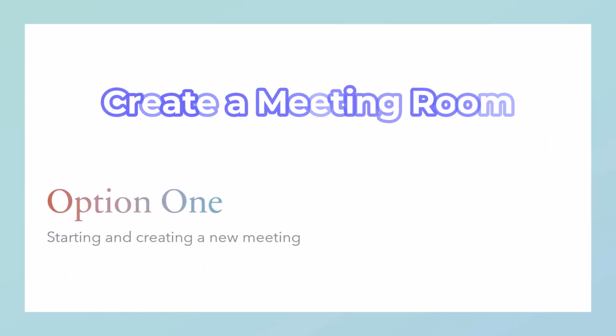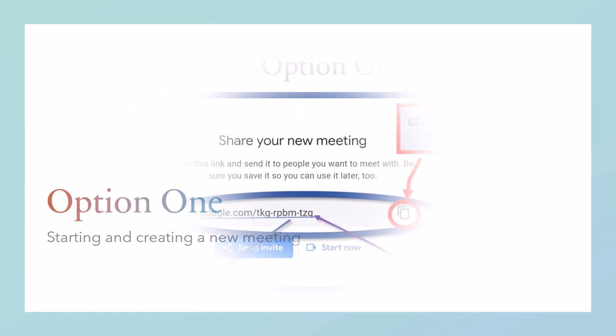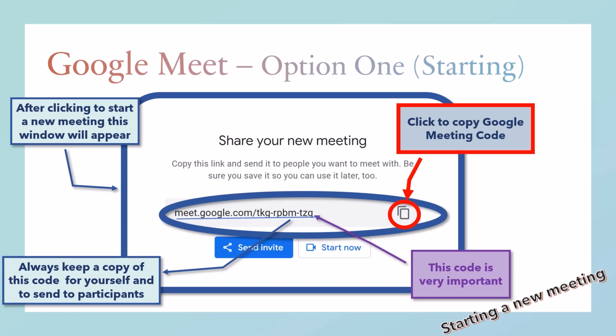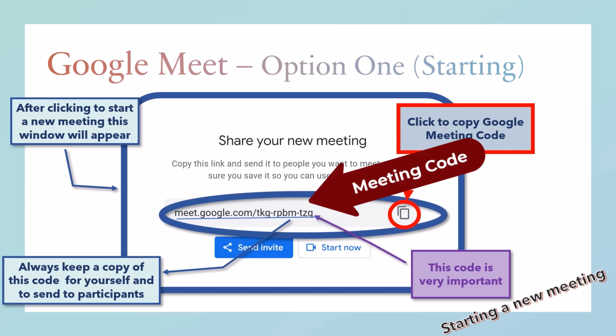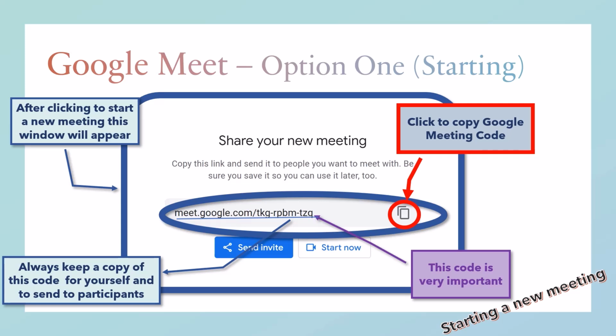Remember, after creating a meeting room, we can immediately enter the meeting room or join it later. Once we click New Meeting, a new window will appear. This window provides you with the meeting code, which is extremely important, and it gives you the ability to start the meeting immediately or send invite to participants.